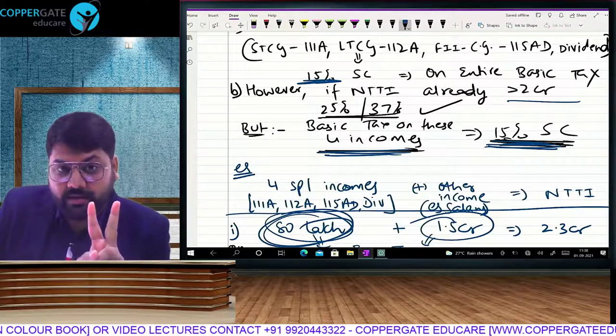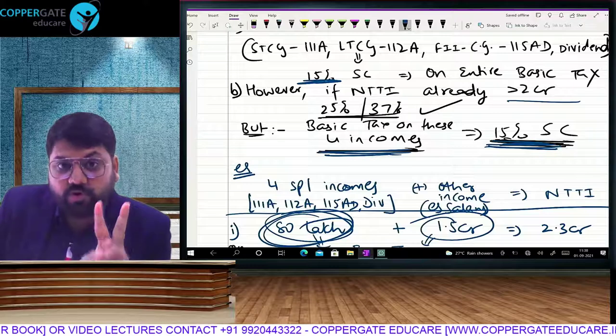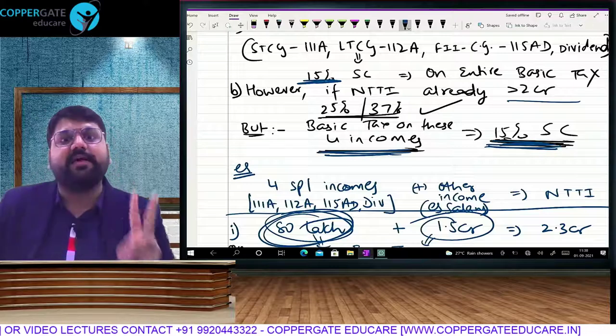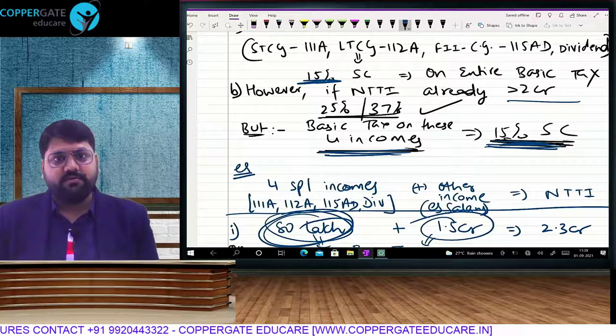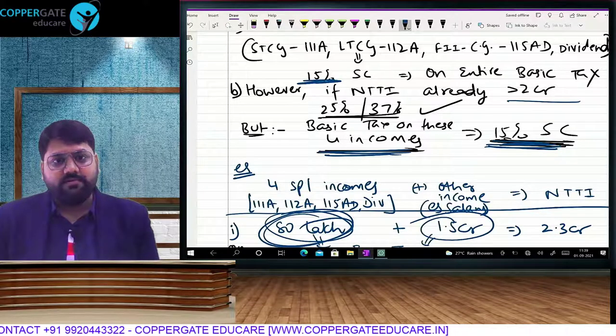The second line is more important. If my income is crossing 2 crore because of these 4 incomes, then even the other income will not have 25 and 37. Even the other income will have only 15. Now understood?